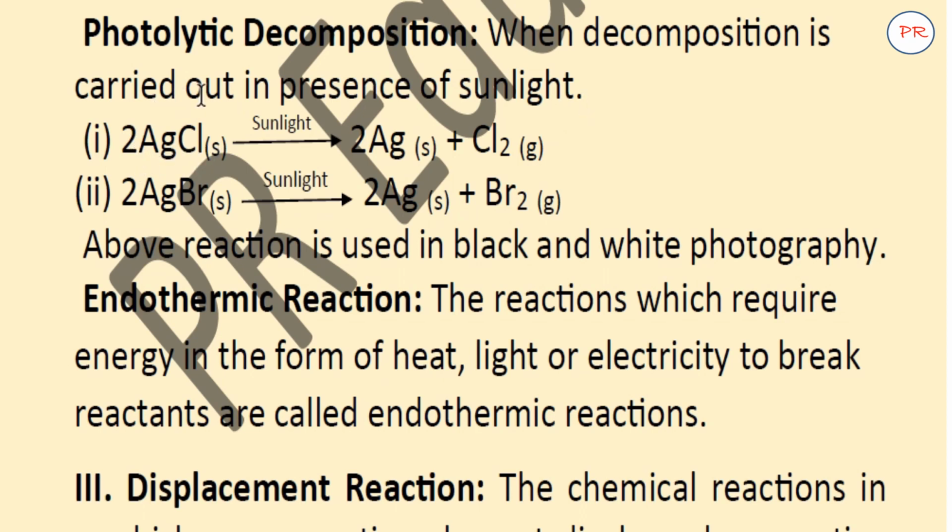2AgCl, this is silver chloride, 2AgCl solid. In the presence of sunlight will give you 2Ag solid plus Cl2 gaseous. In the same manner, silver bromide, 2AgBr, in the presence of sunlight will give you 2Ag solid plus Br2 gaseous. So the above reaction is used in black and white photography.